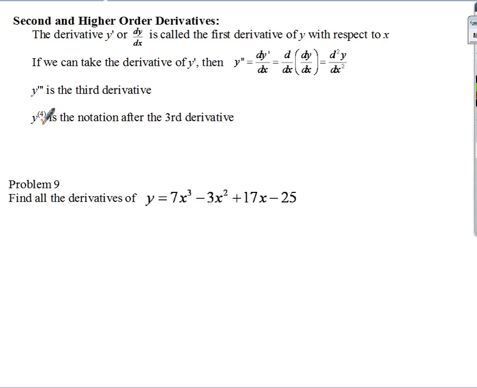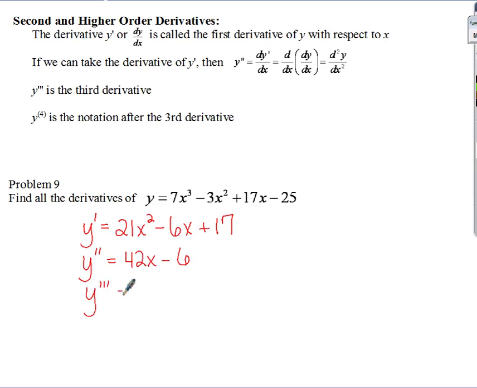So find all the derivatives. Well, y prime, the first derivative, would be 21x squared minus 6x plus 17. The second derivative, y double prime, 21 times 2, 42x minus 6. The third derivative would be 42. And the fourth and final derivative would be 0. So that's finding all derivatives of this function. Once you get to 0, you're done. Those are finding all the other derivatives. So we can find the second derivative, third derivative.